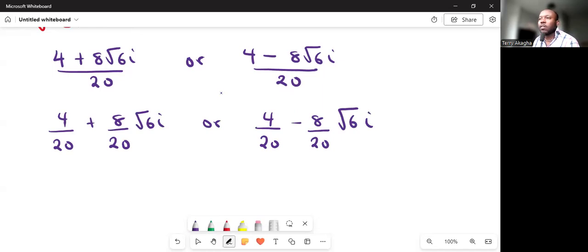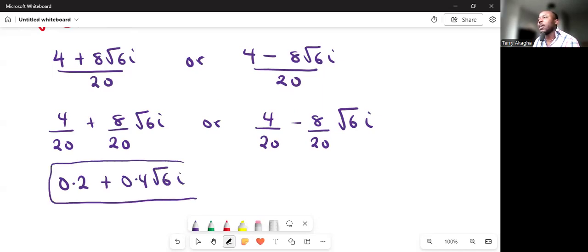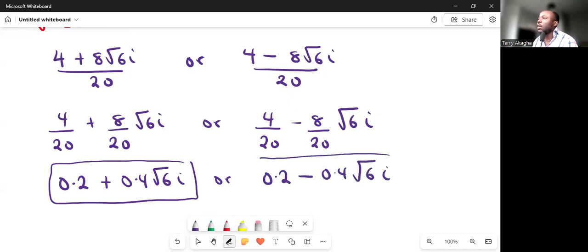So 4 over 20 gives us 0.2, and 8 over 20 gives us 0.4, so we have 0.2 plus 0.4 square root of 6 i. And that'll be the answer for that. Or it's going to give us 0.2 minus 0.4 square root of 6 i. Are you seeing it?